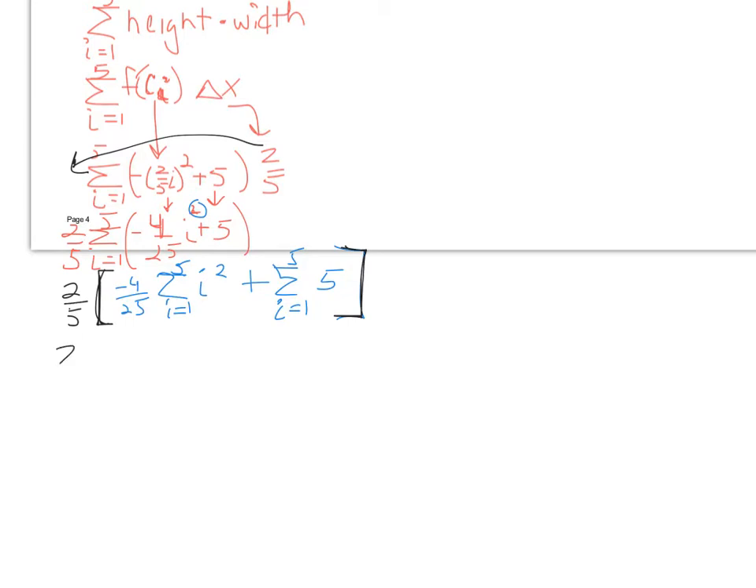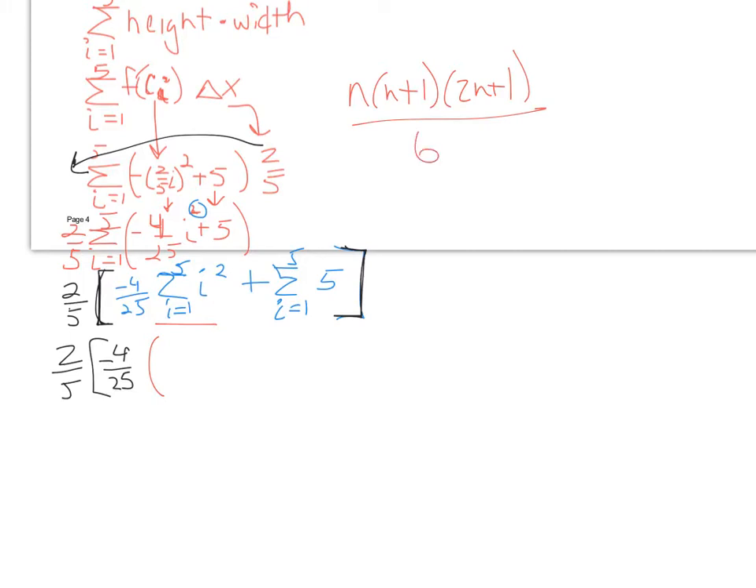All right. So I'm going to bring down the 2/5. I'm going to copy down my negative 4/25. And now this next part, I am going to use a formula on. That requires a formula, and that's not the Einstein formula, but the next level up. And that formula, I'm going to do it in red so you can see that I'm changing this part right here into a formula. It's n times n plus 1 times 2n plus 1, all divided by 6.